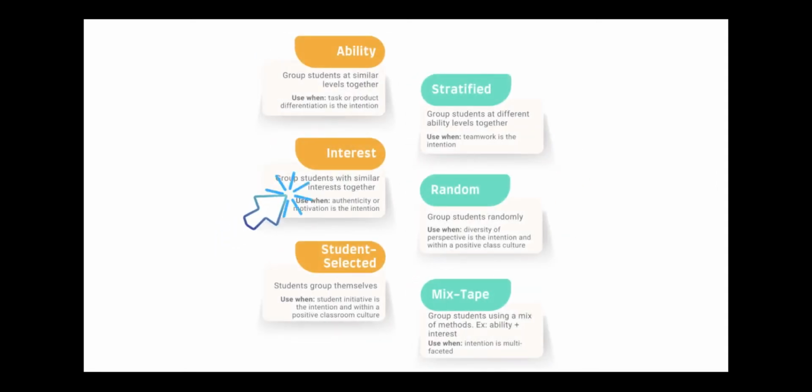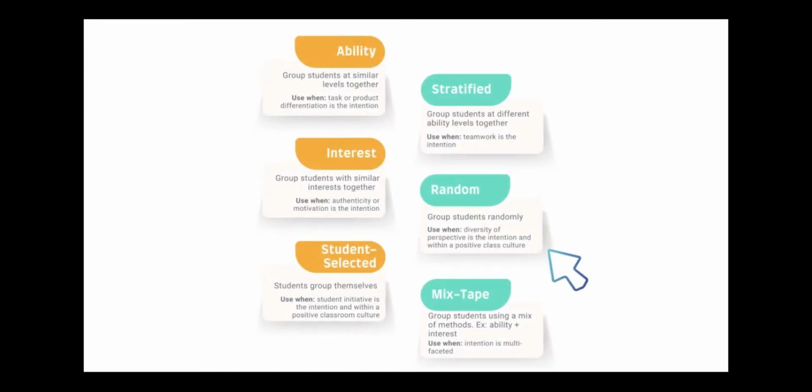Now, when we look for authenticity or when we're seeking increased motivation, we should group students with similar interests together. However, if we're looking for a diversity of perspective as an outcome, it's good to randomly group students. If we hope to create a positive classroom culture where students show initiative, we can allow students to group themselves. And if we hope for learning to occur among and by students, we can try the mixtape method, where students are grouped heterogeneously by ability and interest level.